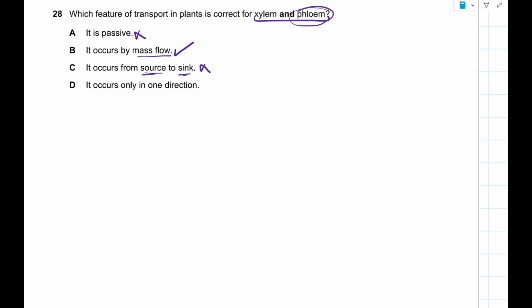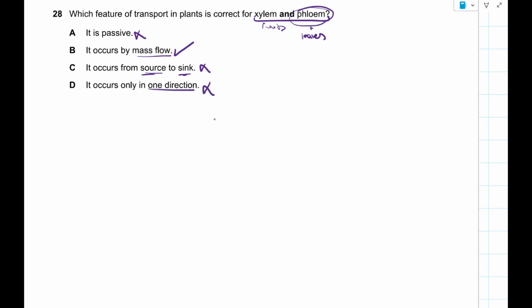Now, this is incorrect because the source of the xylem is the roots and the source for the phloem is the leaves and mesophyll cells. Therefore, the source and the sink is incorrect. They're not always the same. And sometimes they swap, especially in the phloem. Therefore, this is incorrect. D, it occurs in only one direction.